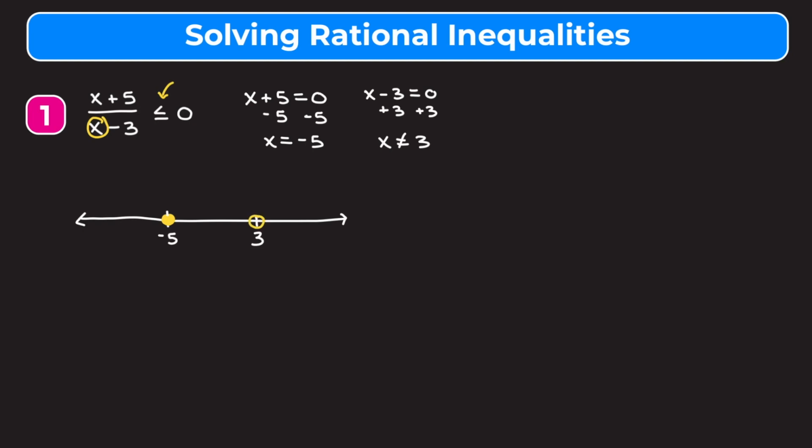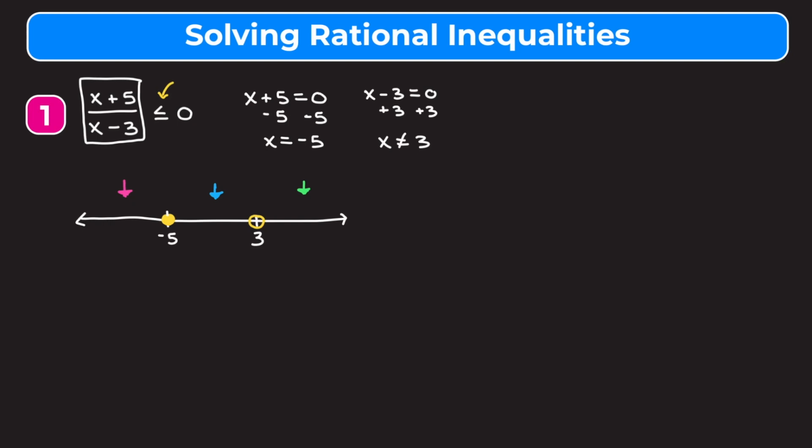Now what we need to do is test each part of our number line. We need to test this left part over here, this middle part, and this right part, and see what's going on with our inequality. We're going to pick a number in each of these intervals and plug it into our original inequality, and figure out if it comes out as negative or positive.